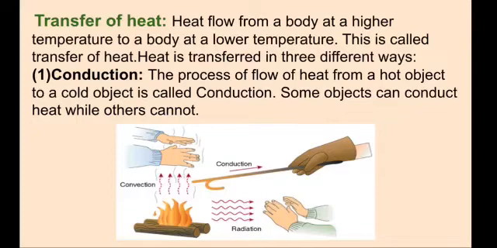And some objects can conduct heat while others cannot, okay? So there are some qualities. All objects cannot conduct heat. If we are talking about conduction, two solid objects are required for the heat to flow, okay? But all objects do not have the quality to allow heat to pass through them, right? So let us understand more about it.